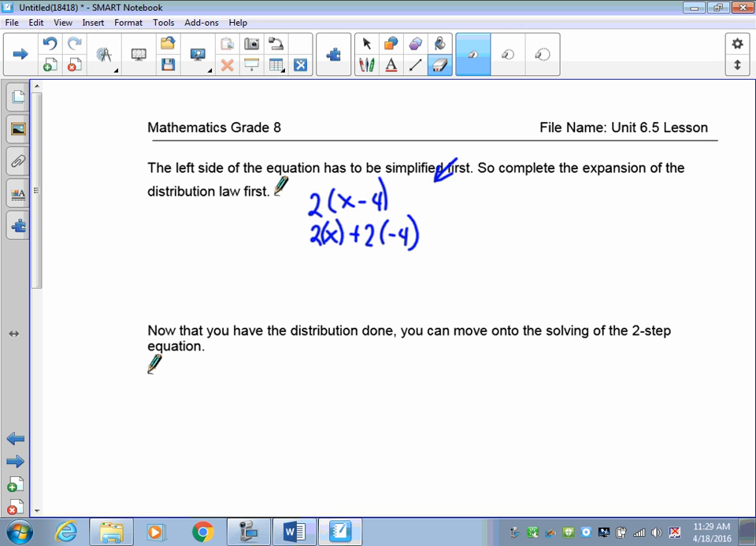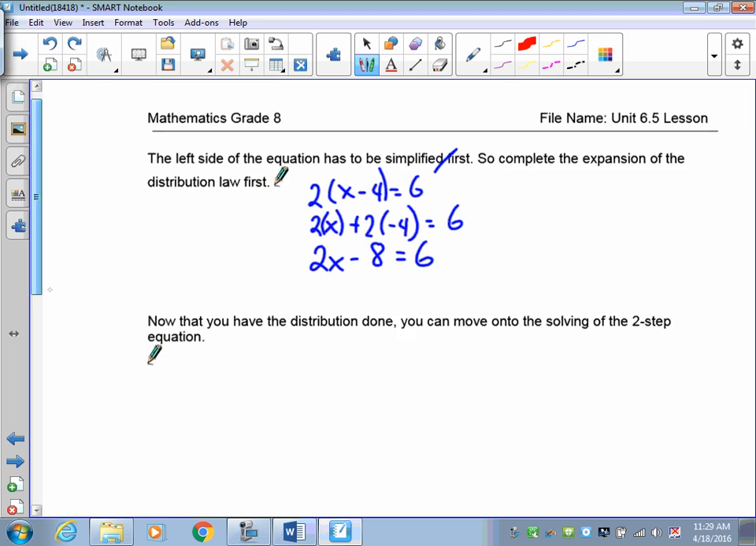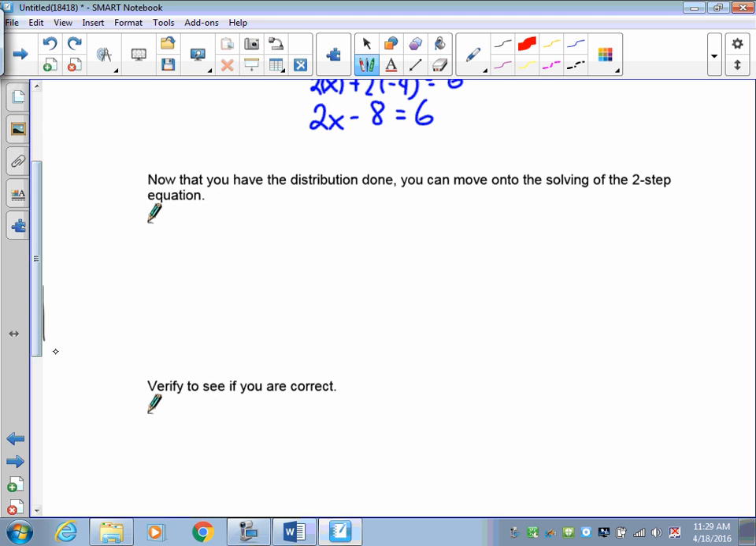Okay? So once you have that done, the next step is to finish your expansion. 2 times x is 2x. 2 times negative 4 is negative 8. And now put our 6 back in. Now that the distribution is done, we can move on to solving the equation. So we have 2x minus 8 is equal to 6. Our first step is to get rid of the subtract 8, or the negative 8. So what I'd like you to do is solve that, please.